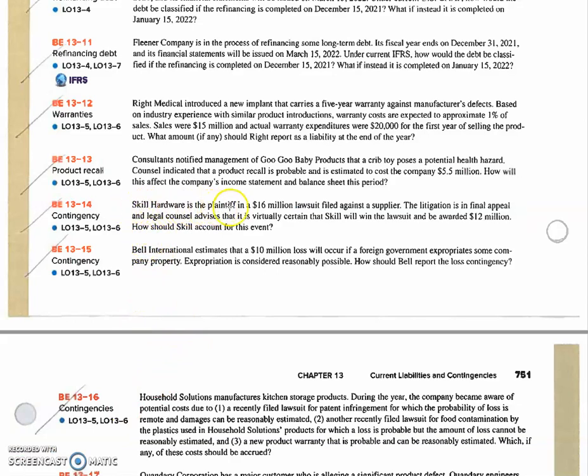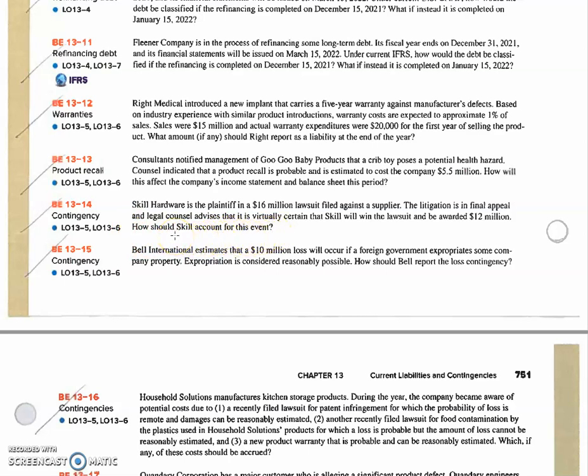Skill Hardware is the plaintiff in a $16 million lawsuit filed against the supplier. The litigation is in final appeal, and legal counsel advises that it is virtually certain that Skill will win the lawsuit and be awarded $12 million. How should Skill account for this event?